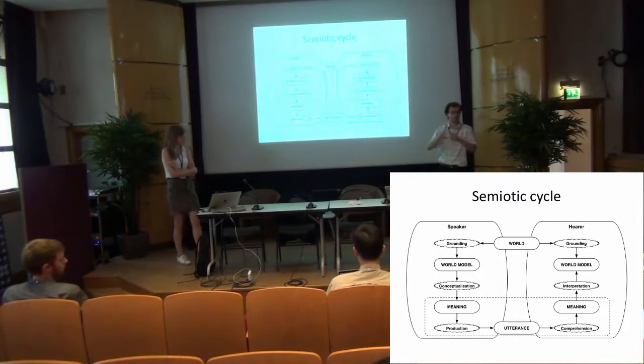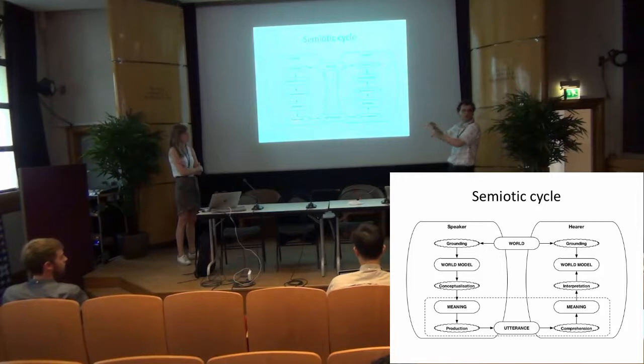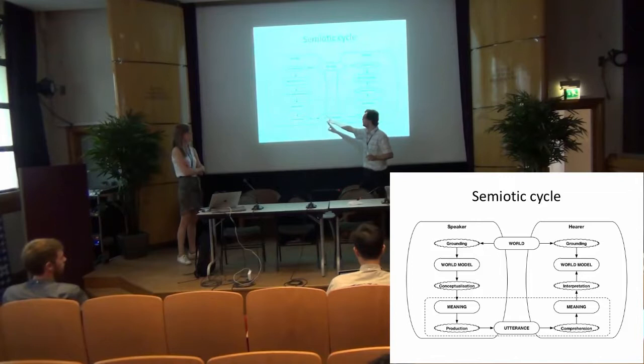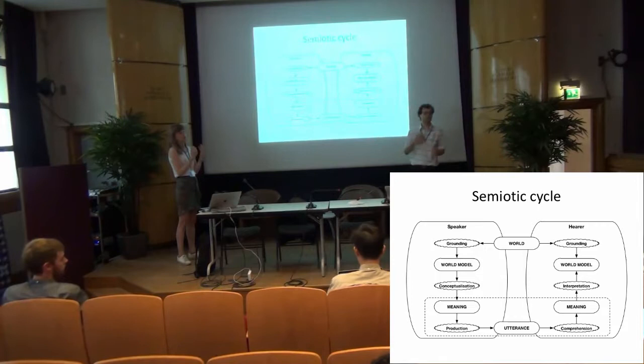So in these kinds of evolutionary experiments, this whole cycle needs to be implemented, and we develop tools for each step: for the grounding, for the conceptualization, interpretation, and for production and comprehension. And FCG is actually the tool that is used for this part. So going from a meaning to an utterance for a speaker, and going from an utterance to a meaning for the hearer. So the dashed box is what FCG actually does.